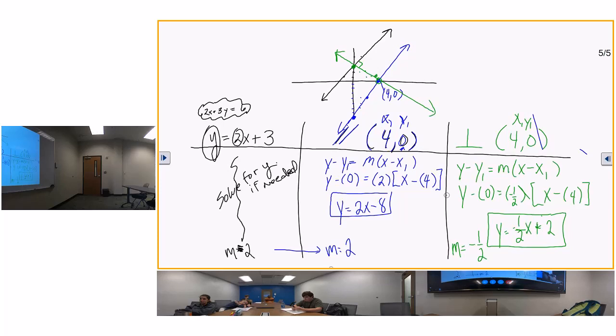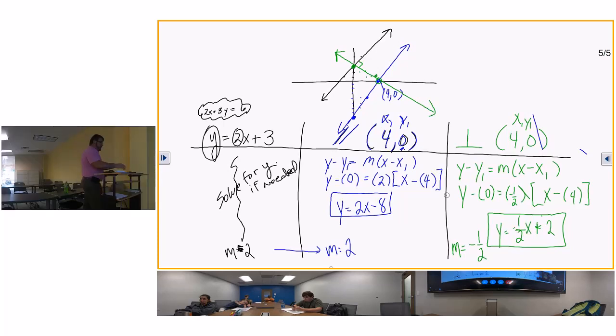Now, there's 3 methods of graphing. And I think we'll wait on that one, and I'll let y'all go with just this part.